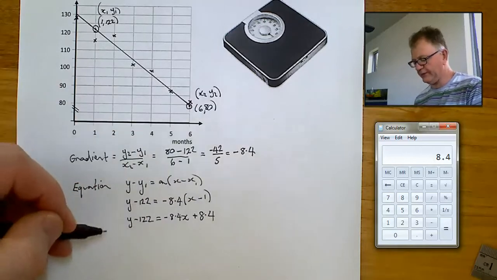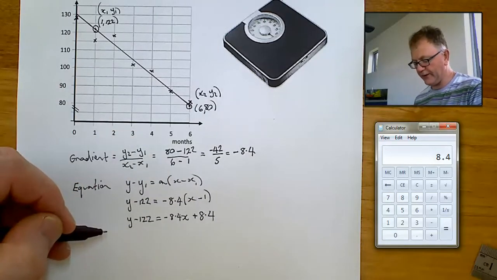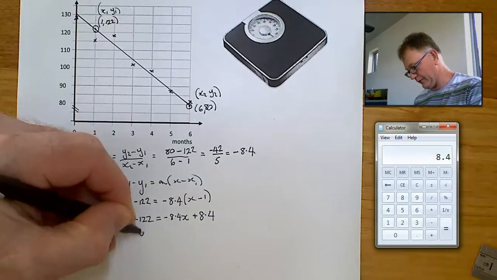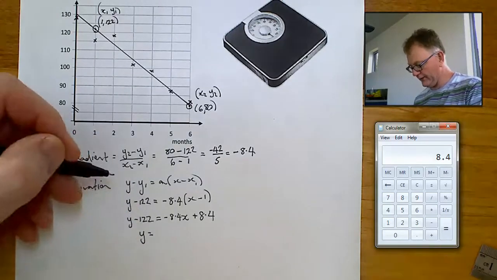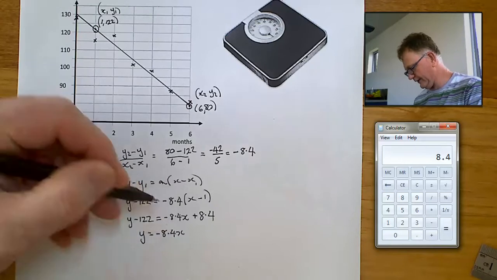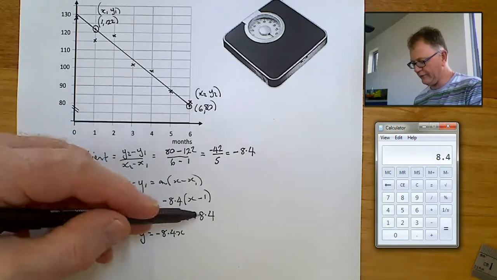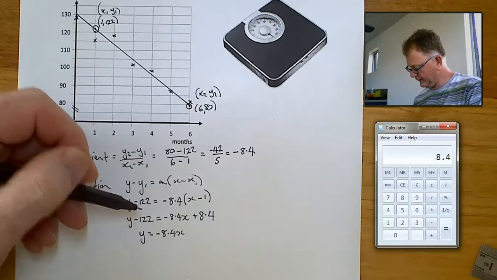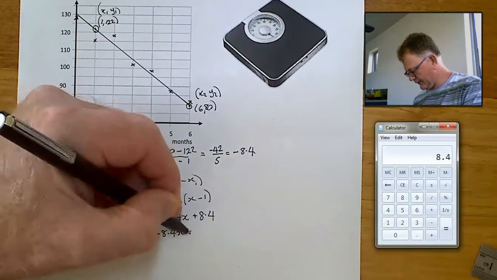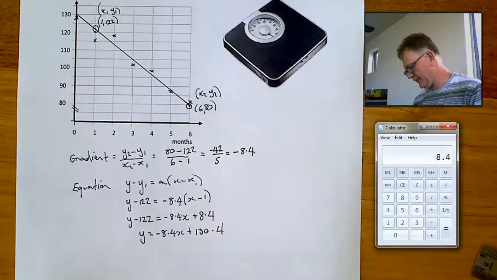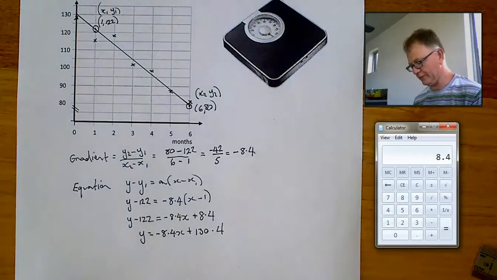Now to finish this off and get it in the form y equals ax plus b, I'm going to want to add 122 to both sides. So y equals negative 8.4x, and 8.4 add 122 is 130.4. Now that's the equation between those points.